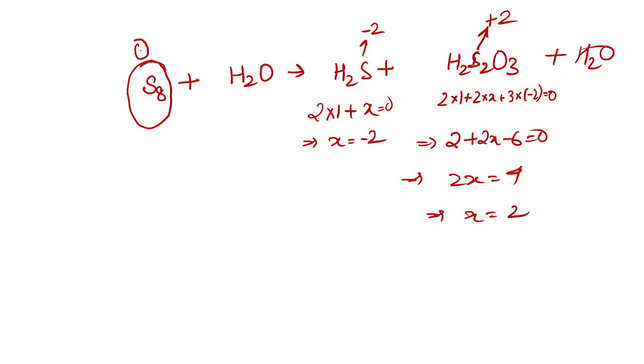Then now you see in the reactant phase you had sulfur atom present only in one oxidation state, but in the product phase you got sulfur atom which is present in two different oxidation states. So this type of reaction is known as disproportionation reaction.